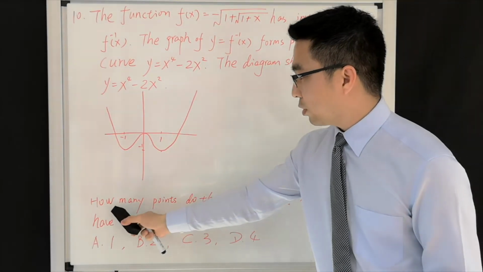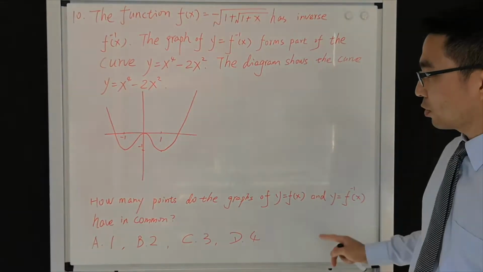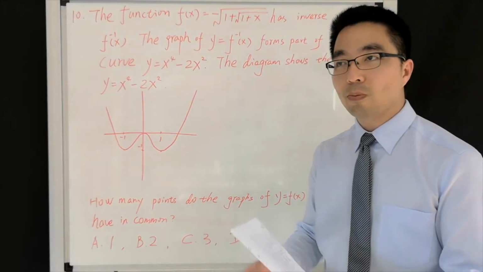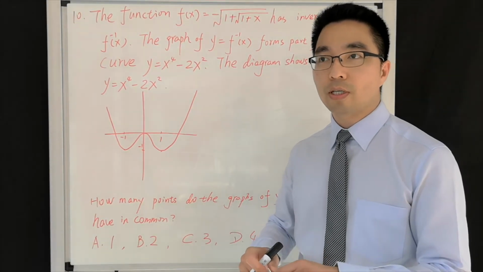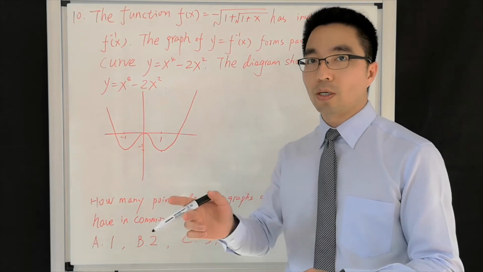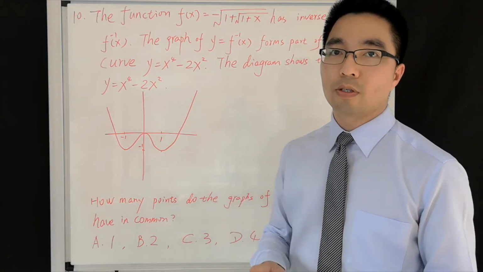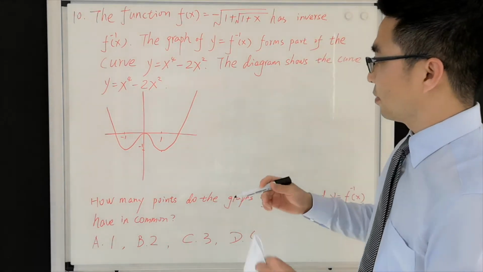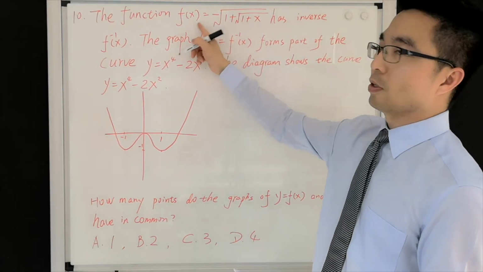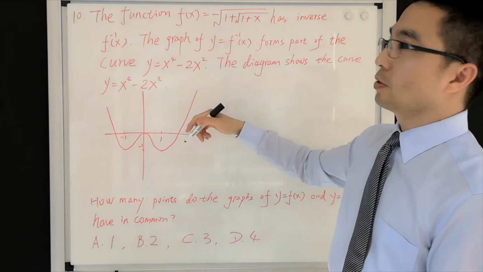And the question asks how many points the graph of the original function and the inverse function have in common. We have to have one concept for the original function and inverse function: they always have to be 1 to 1, so 1 x to 1 y. And the domain for the original function is the range of the inverse function. Same thing to range. So we try to find the domain and the range of the original function, and then fit them over to the range and domain of the inverse function.